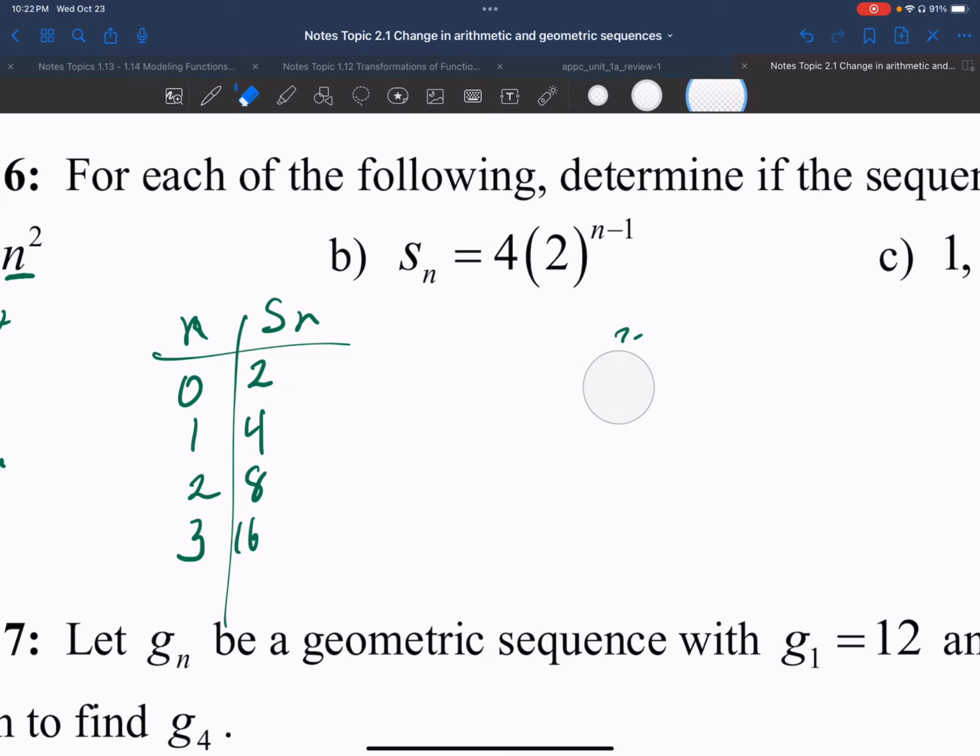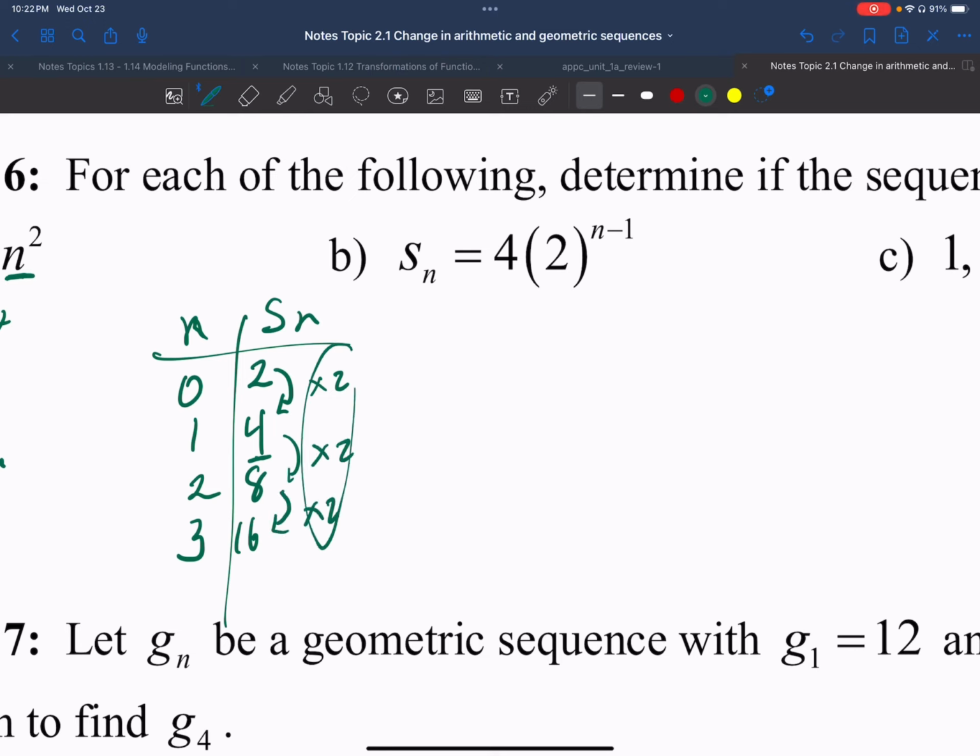So now I'm looking for a common ratio. What number multiplied by 2 will give me 4? That's 2. What number multiplied by 4 will give me 8, which again is 2. And then what number multiplied by 8 will give me 16, which is 2. These numbers are the same. So I know that S of n is a geometric sequence because the common ratio is 2.